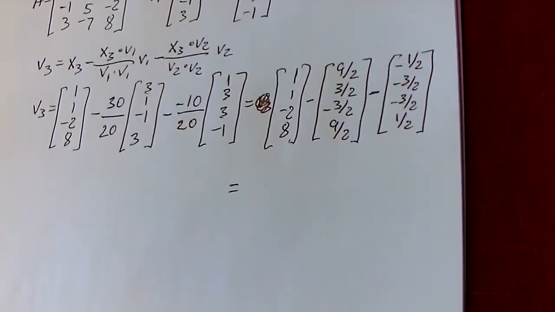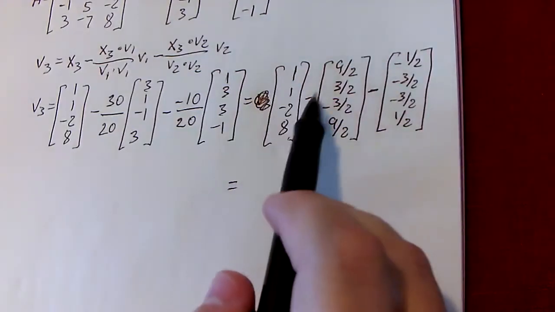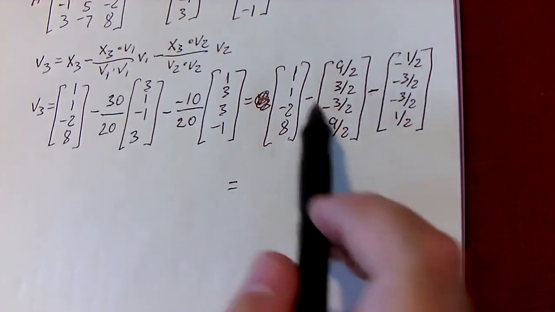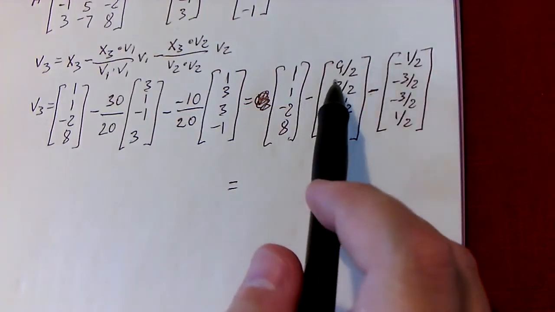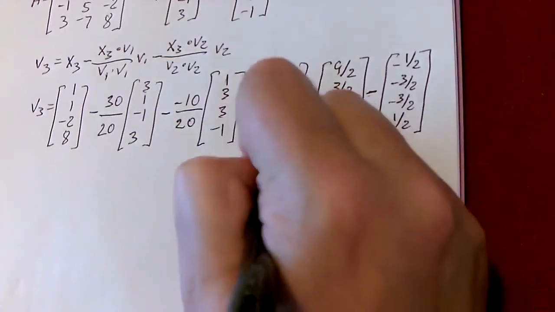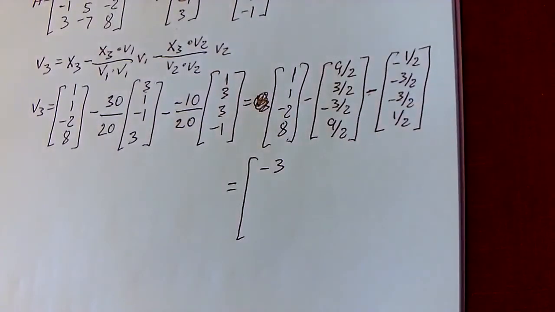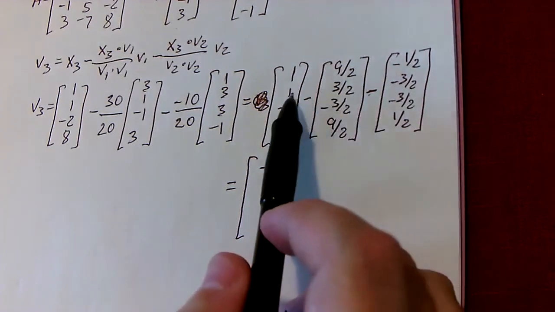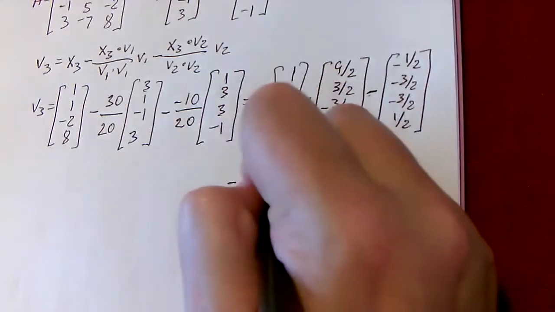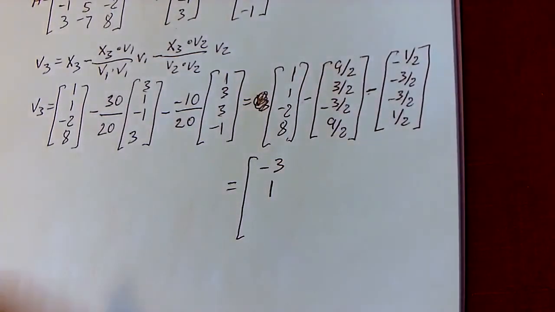Okay, so we're almost there. So I've got 1 minus 9 halves plus a half. So minus 9 halves plus a half is going to be negative 3. Minus 9 halves, and you add a half, so you're really subtracting 4. 1 minus 4 is negative 3. Okay, 1 minus 3 halves plus 3 halves. Well, minus 3 halves plus 3 halves is 0, so I'm just left with the one I started with.